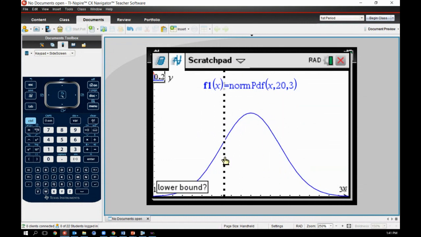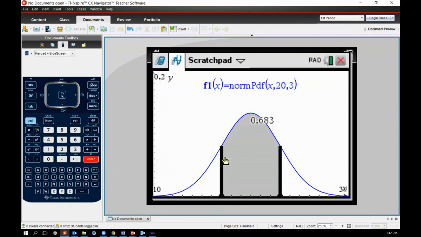It's kind of like what we had on the 84, like I just showed. It asks for a lower boundary. So we want 17 for our lower bound. I just typed 17 and enter. And then it asks for an upper bound. We want 23. Hit enter. And you should have gotten 0.683.